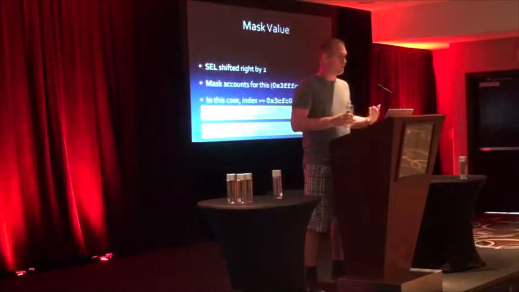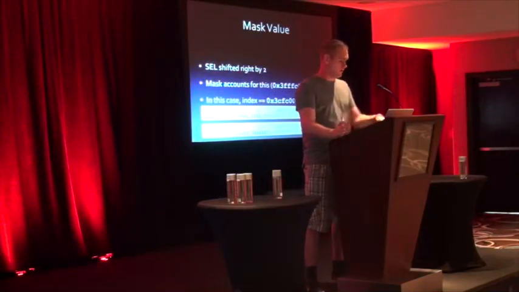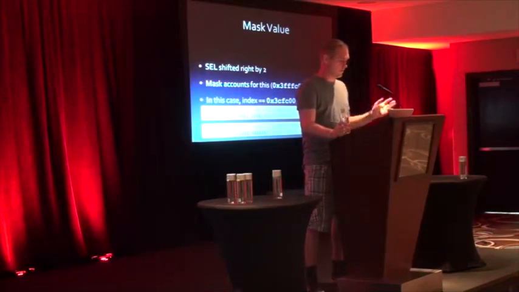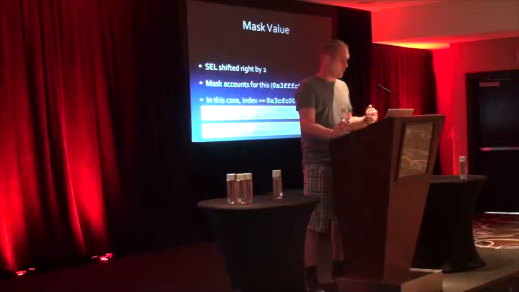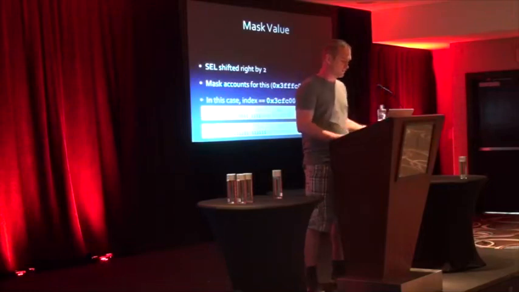So when we're generating a mask value to extract those bits, we have to account for the fact that the selector was shifted right by 2 before the mask was applied. So you can see below the mask that I've specified, 0x3FFFC00. It just accounts for those bits that we can't count on, shifted right by 2. And if you applied that mask to the selector value from the previous slide, you end up with a pretty big index of 0x3CFC00, right?